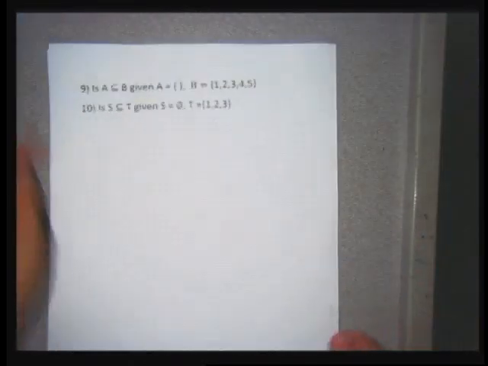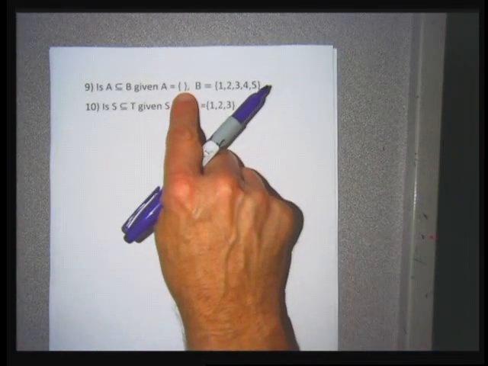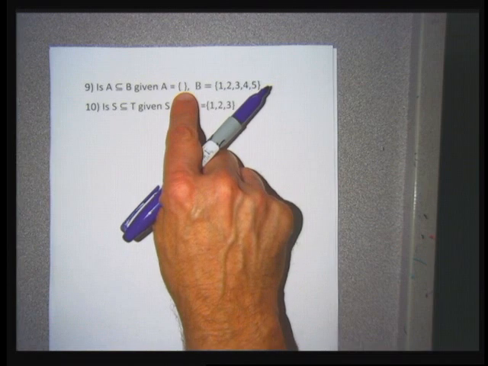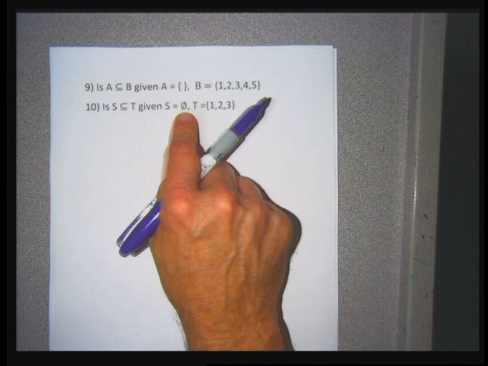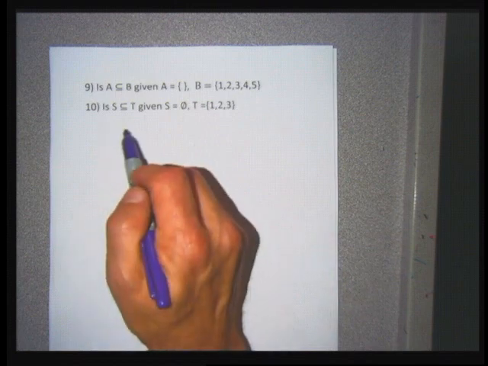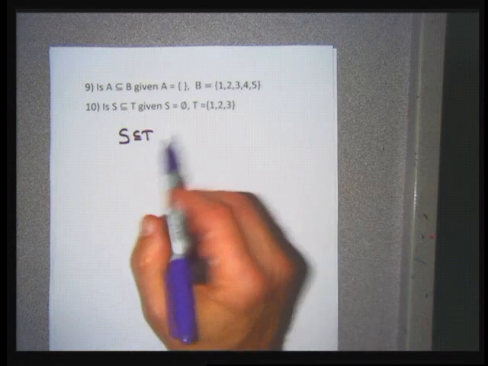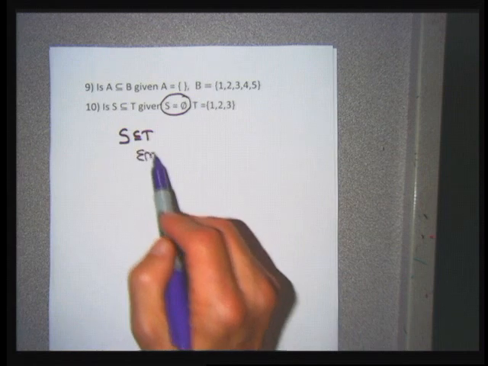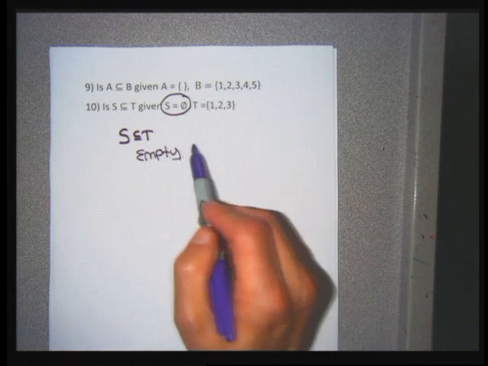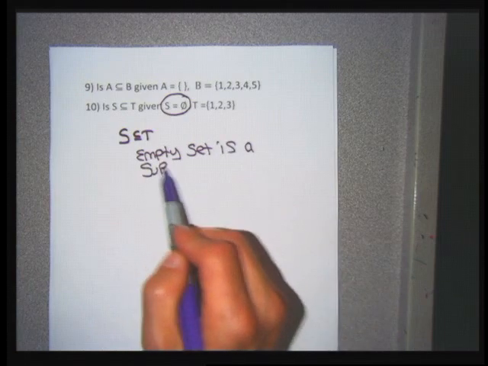9 and 10 are the same problem. In 9, A is defined as the empty set using that notation for the empty set. In 10, my set S that I'm comparing to T is an empty set using the 0 with a slash through it. For S to be contained in T, I need two things, but I'm not even going to check those because by definition, the empty set is a subset of every set, so I'm not even going to do any of the checks.